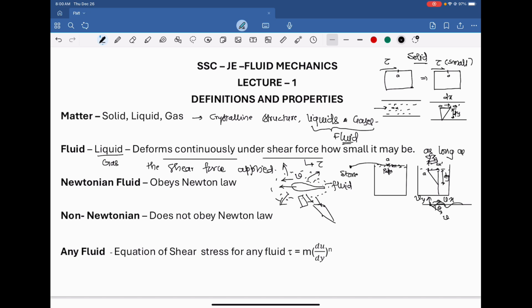Now, this deformation continues as long as shear force is applied, and how small it can be. It need not be a very big shear force. A small shear force can also cause deformation in liquids and gases, whereas infinitesimally small shear forces will not cause noticeable deformation for solids. That is the difference between fluids and solids.